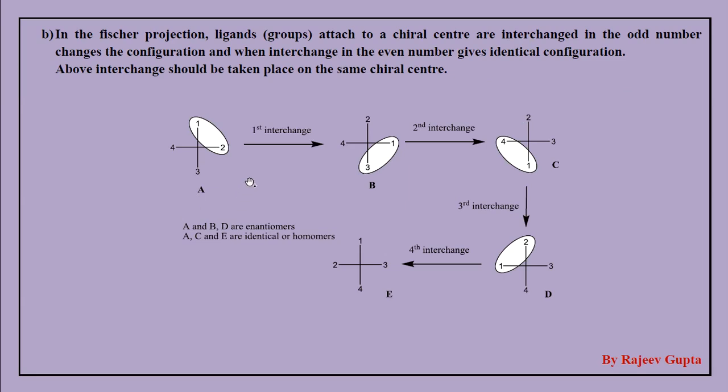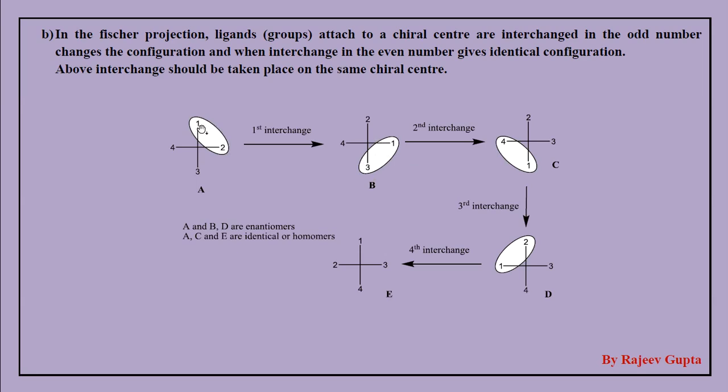Now take the example of this structure. In this structure A, this carbon is a chiral carbon because all four substituents, 1, 2, 3, 4, are different. If we make the first interchange between 1 and 2, we now get B.